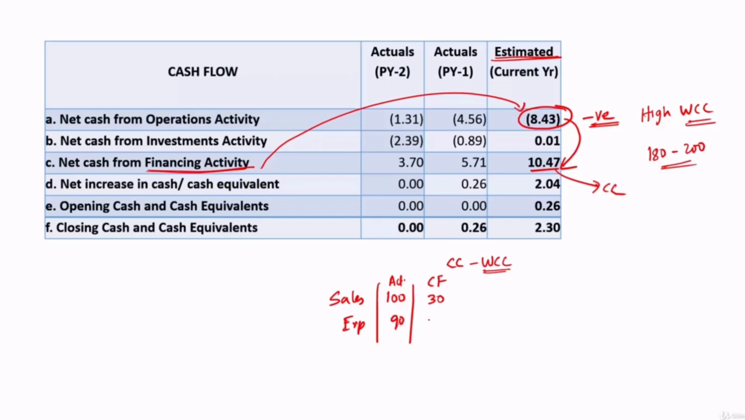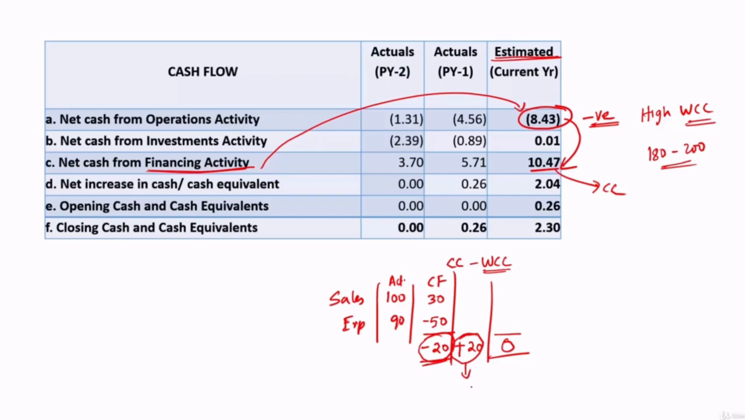Out of 90, what is paid is, let's say, 50. So there is a negative cash flow of 20. And if this 20 is funded by CC, let's say CC available 20, then at the end, if you look at the operational cash flows, it will be 0, because we had negative 20 that was funded by plus 20.